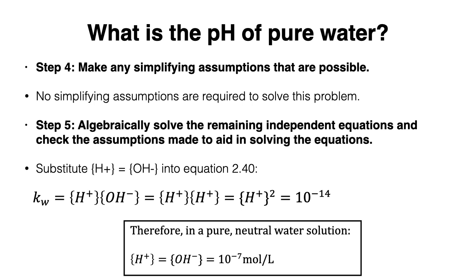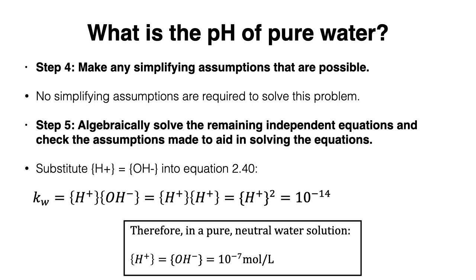So the Kw for a neutral solution is going to be equal to H plus times H plus, or the activity of the hydrogen ion squared. And that value is a constant at 25 degrees, which is equal to 10 to the minus 14th. When we solve then for the activity of H plus, taking the square root of 10 to the minus 14th to solve for H plus squared, we get H plus is equal to 10 to the minus 7th.